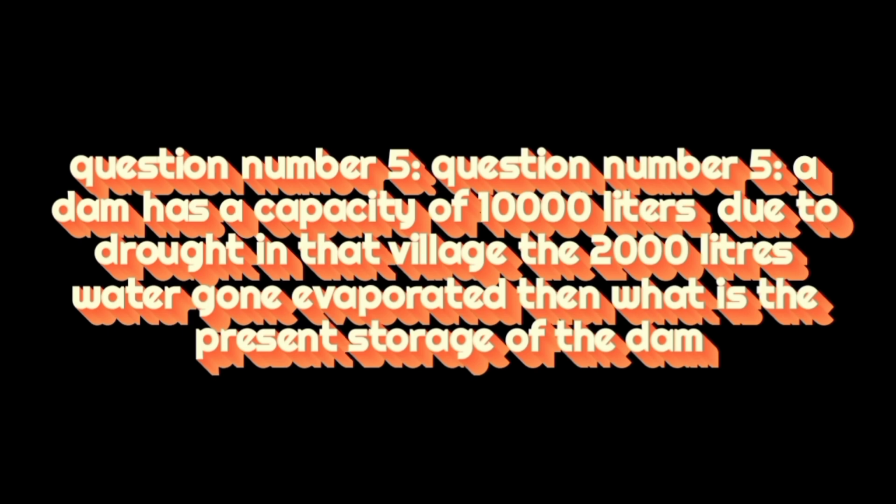Question number 5. A dam has a capacity of 10,000 liters. Due to drought in that village, 2,000 liters of water evaporated. Then what is the present storage of the dam?